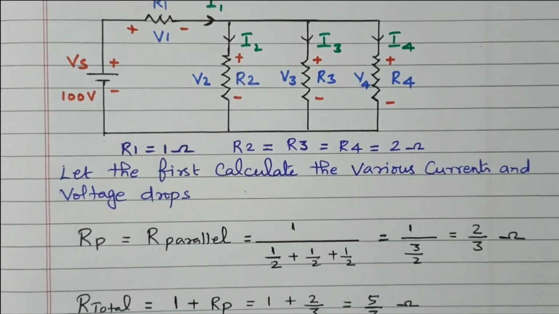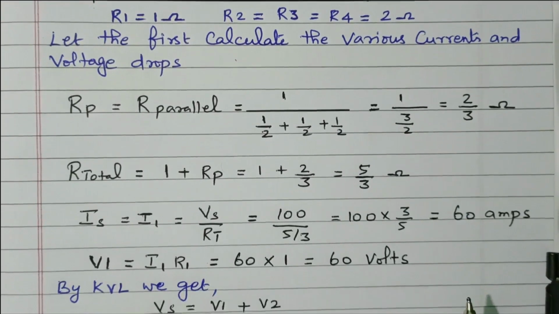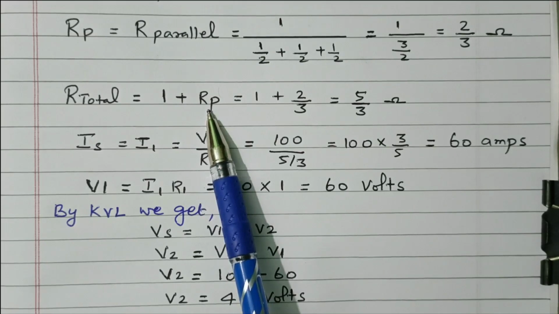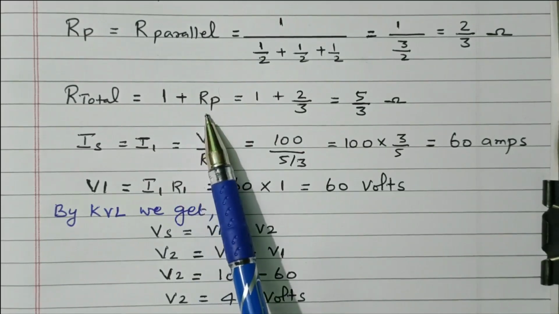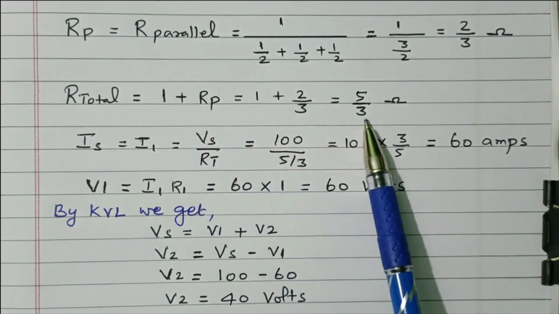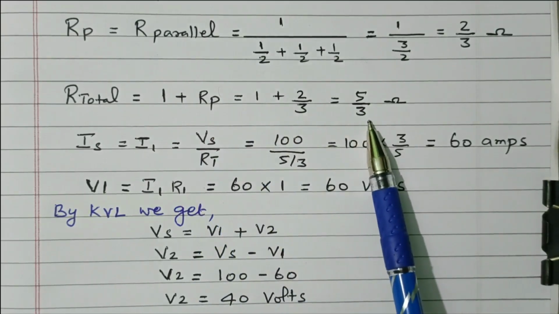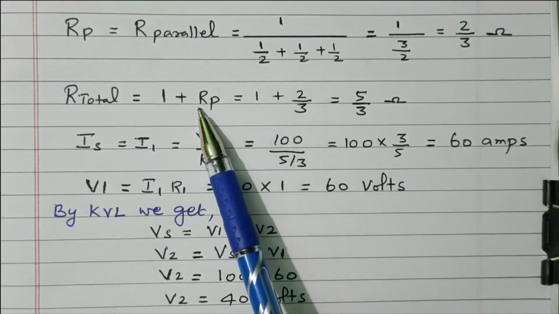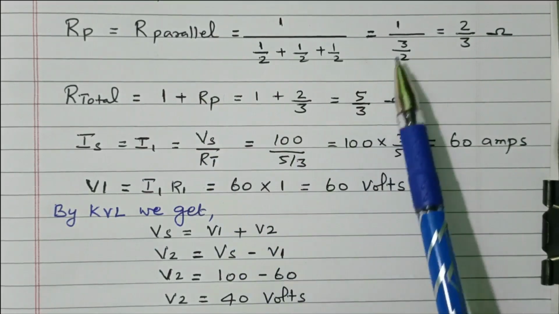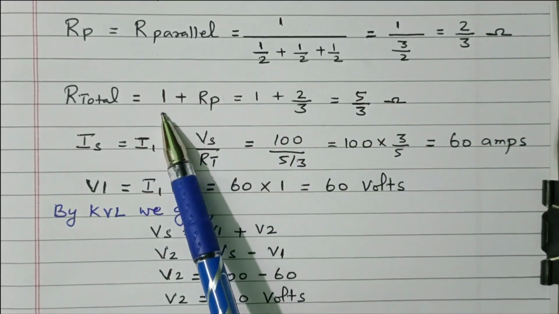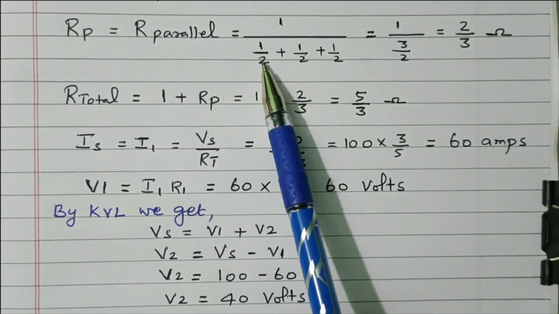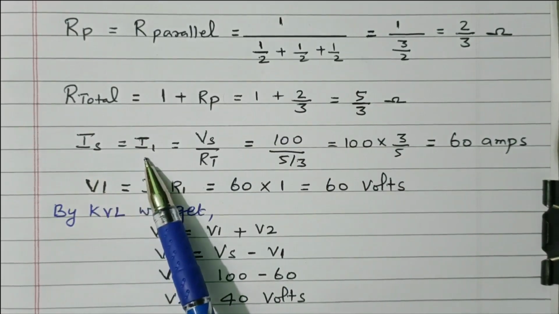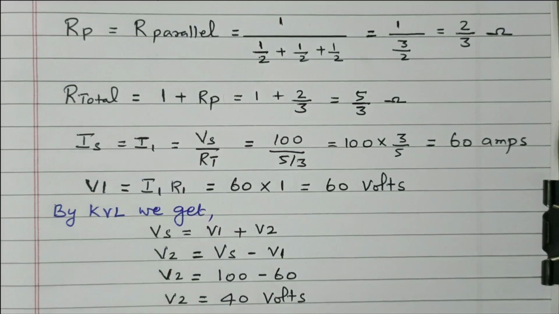Right. So then what is the total resistance? R total is nothing but 1 plus Rp. The resistor R1 equals 1 ohm, then the parallel resistor. So 1 plus 2 by 3, that is 5 by 3. The total resistance of the circuit is 5 by 3 ohm. So the first resistor R1 is 1 ohm, in series with this parallel resistor combination. This one is R1, and this is R2, R3, R4. From that we can find the source current, which is equal to I1. Both are equal. Now we will refer to the diagram again.